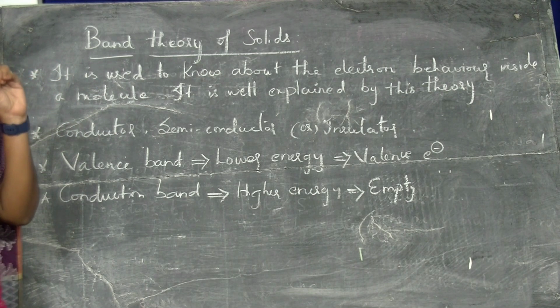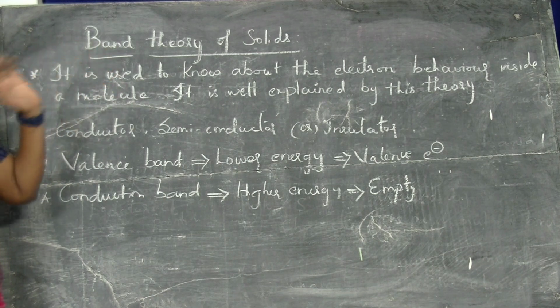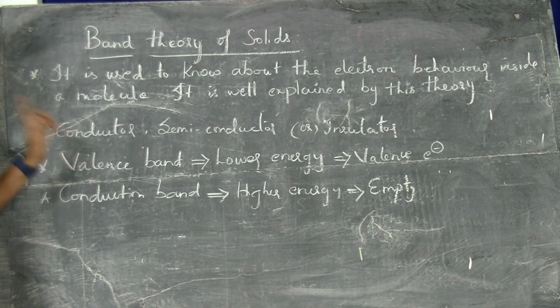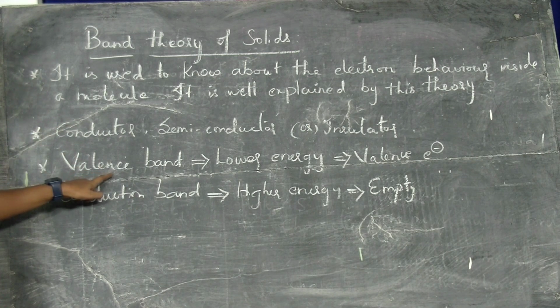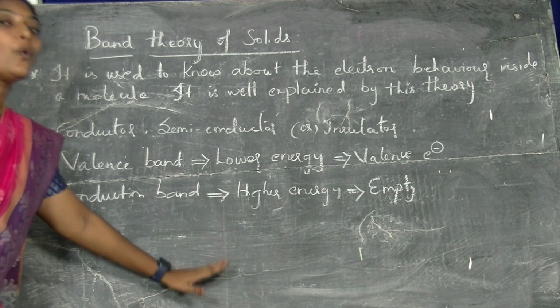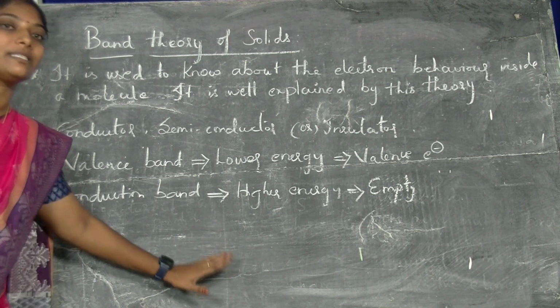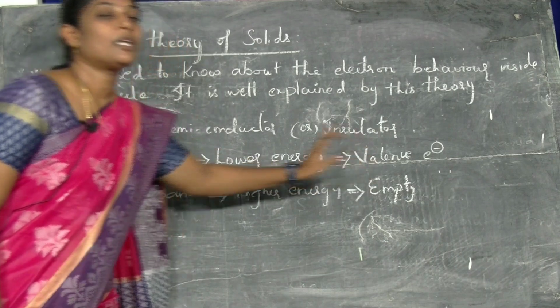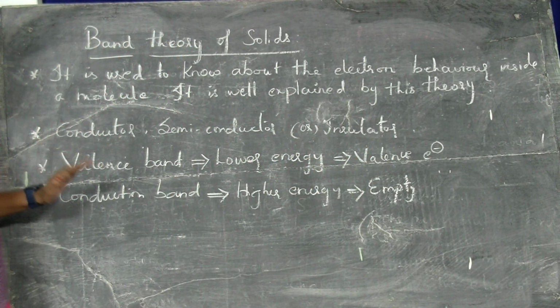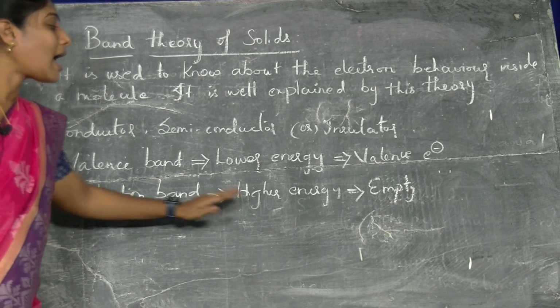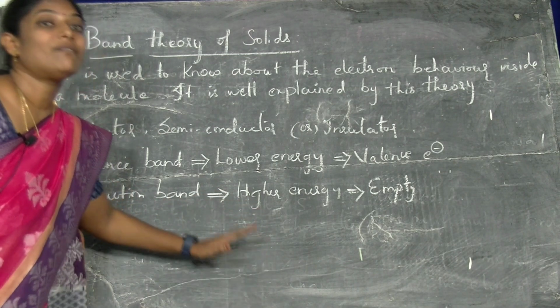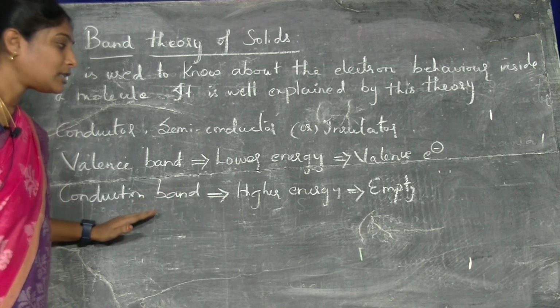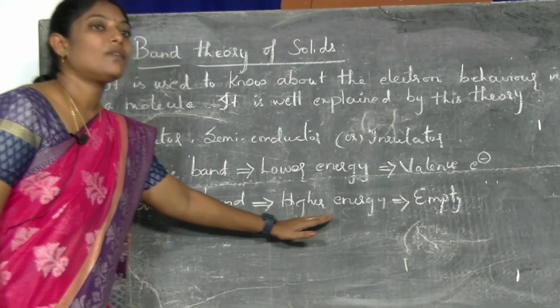We have to know two important terms in this band theory of solids. One is the valence band, another one is the conduction band. In the energy diagram, the valence band is always present in the lower energy level, and it is always filled with valence electrons. The conduction band is present on the higher energy level, above the valence band, and it is always empty.